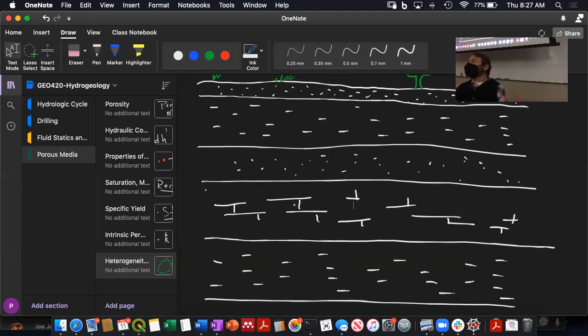So the Earth's interior is layered because of different geologic processes, right? So this is pretty classic. If we're out in eastern Montana, we're looking at big horizontally lying sedimentary layers that were deposited as the interior sea transgressed into the continent and then regressed, right? So we have these big, thick, horizontal layers.